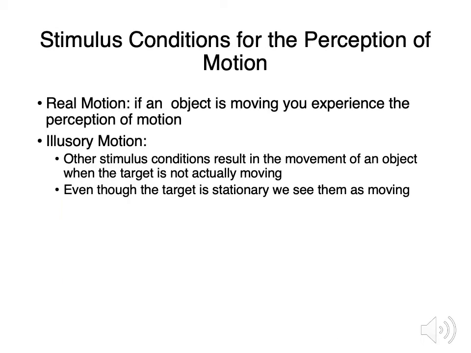So what are some of the stimulus conditions for the perception of motion? For real motion, if an object is moving, you experience the perception of motion. But there's this other special case referred to as illusory motion. Other stimulus conditions result in the perception of movement of an object when the target is actually not moving. So even though the target is stationary, we see it as moving. Today I'll talk about two types of illusory motion, specifically apparent motion and induced motion, and I'll provide examples of both.